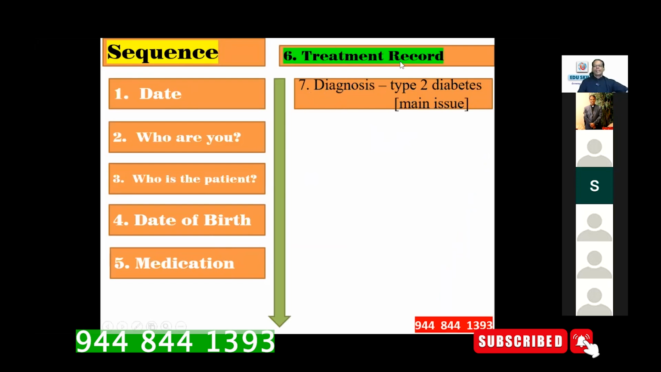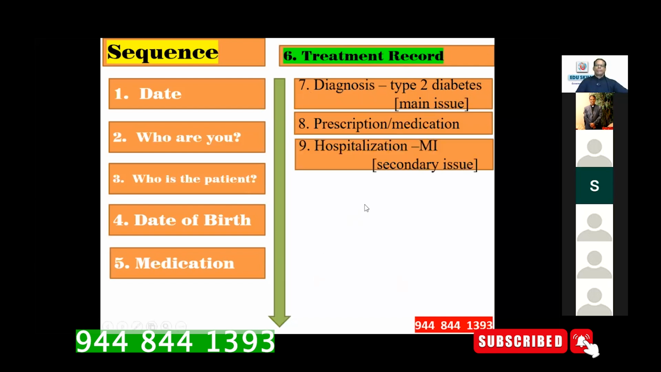Then under the treatment, you have diagnosis. I told you the topic word or the keyword: type 2 diabetes, which is the main issue, which you must mention in the introductory paragraph or the paragraph where you have the purpose. Then prescription medication. Then you have hospitalization, prescription medication. I told you that is the key concept in that particular area of the case note. Hospitalization, secondary issue, MI, and assessment.